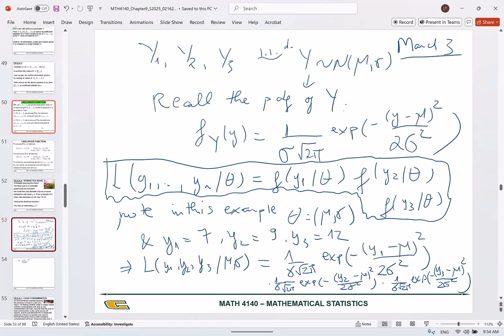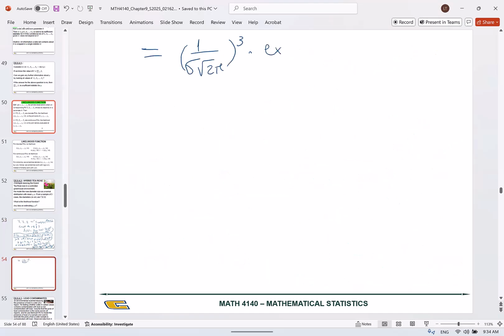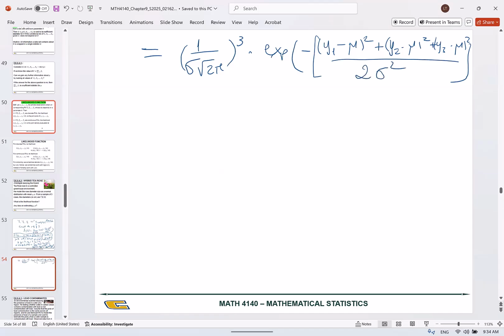And for the exponential, you just collect all of them. The product becomes the summation: exponential of negative y1 subtract mu squared plus y2 subtract mu squared plus y3 subtract mu squared, all over 2 sigma squared.